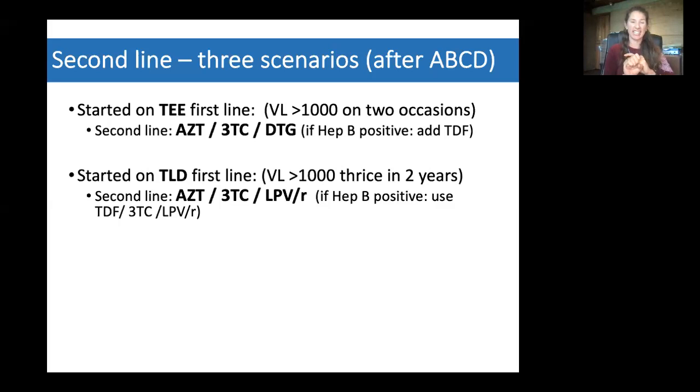Now, this first line is tough. It's not easy to break dolutegravir, although I'm sure we're going to try over the next few years. And therefore, the definition for viral load failure is very different. Your viral load has to be over 1,000 at least 3 times over a period of 2 years.